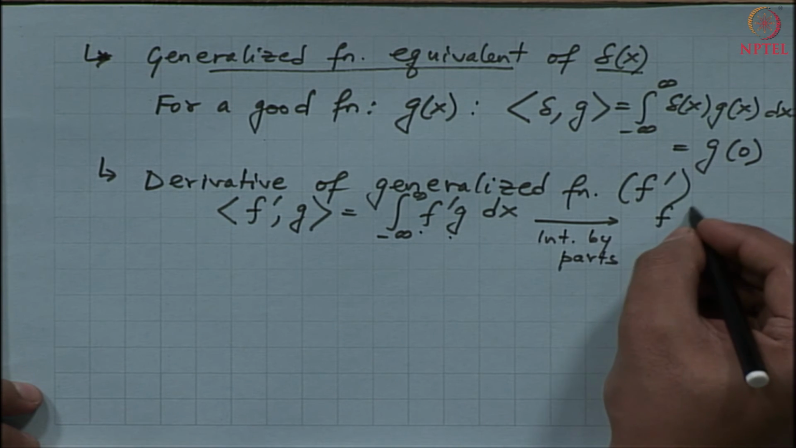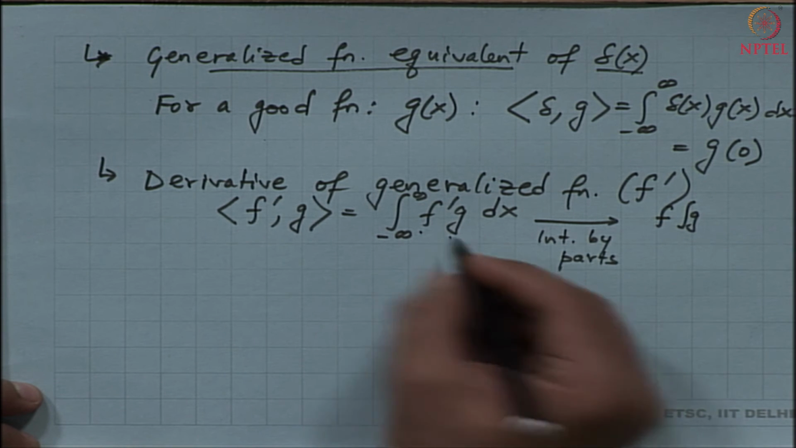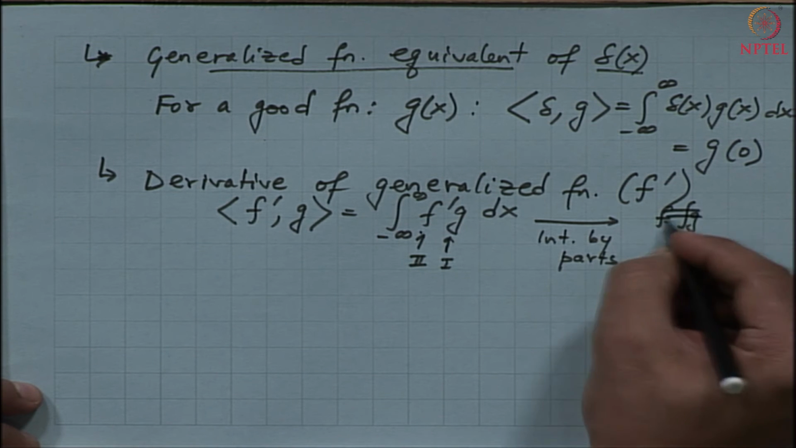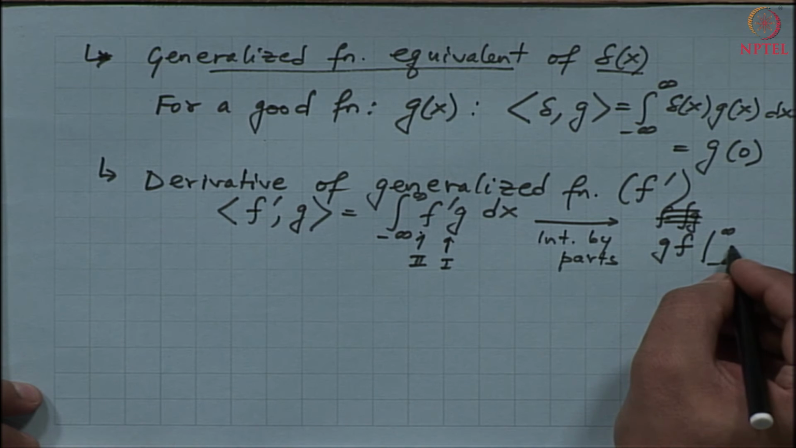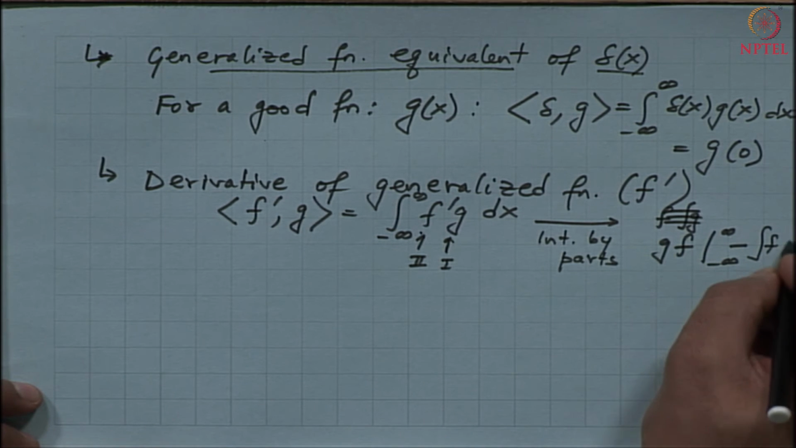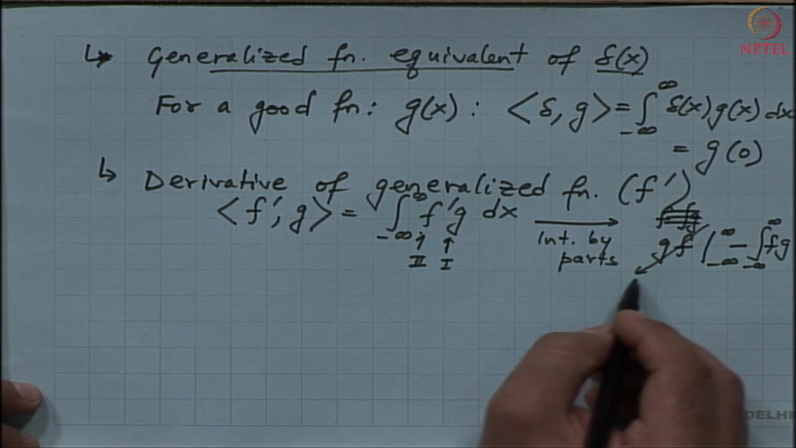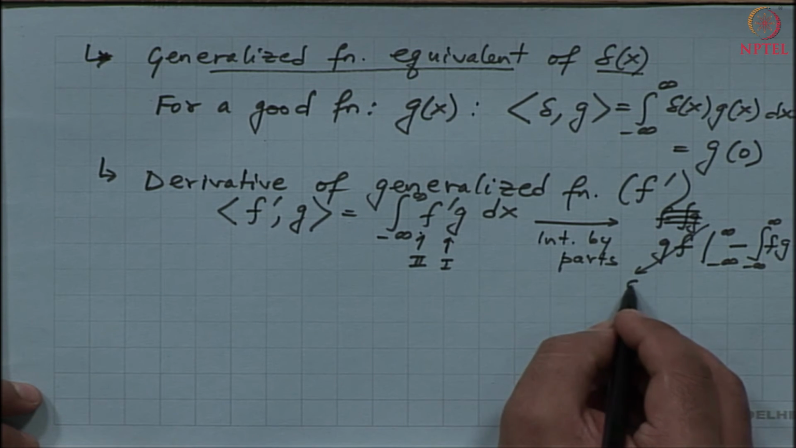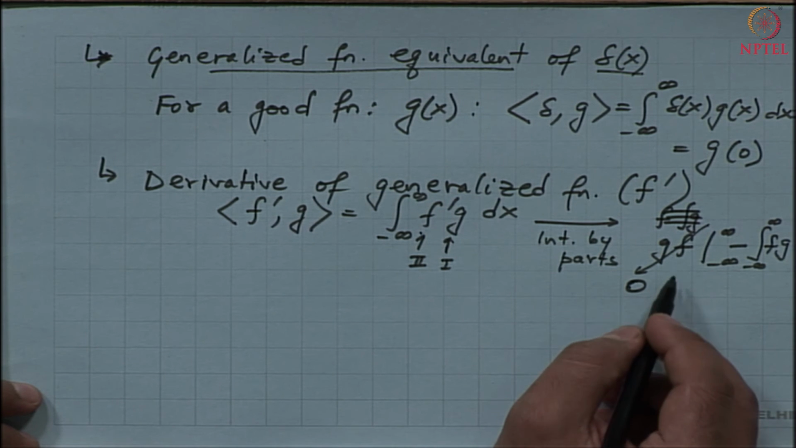So, f integral g minus, well, I am going to use this as my first function, this as my second function. So, I get g f evaluated at minus infinity to infinity and then minus integral f g from minus infinity to infinity. Now, the functions are absolutely integrable, because otherwise the Fourier transform would not have been defined, so I get that these vanish at the end points minus infinity and infinity.